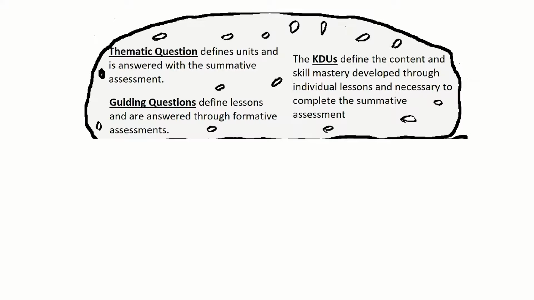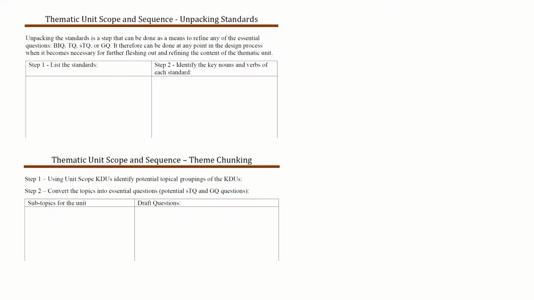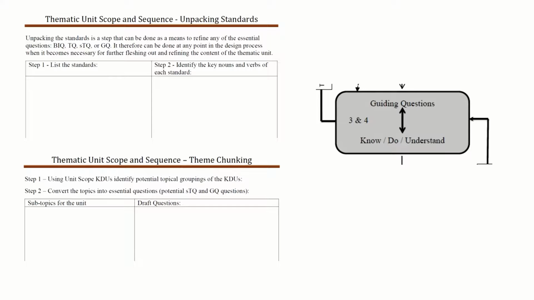Now, still thinking about the top bun of the Hamburger, we need to dig deeper into the KDUs and begin our thinking about the guiding questions. This now brings us to number 3 on the flowchart, and we accomplish this using the unpacking standards and theme chunking documents. This allows us to finish the first draft of the essential questions, which again aligns to 3 and 4 from the flowchart.